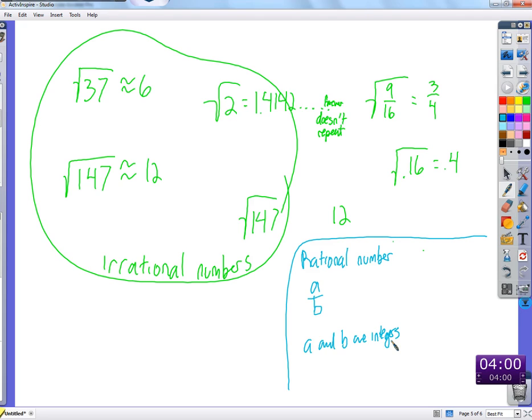Okay, like a repeating decimal that we might know, 0.3333 forever. What fraction is that equal to? 1/3. Okay. So a rational number is one that can be written as a fraction. So an irrational number would be one that can't be written as a fraction.